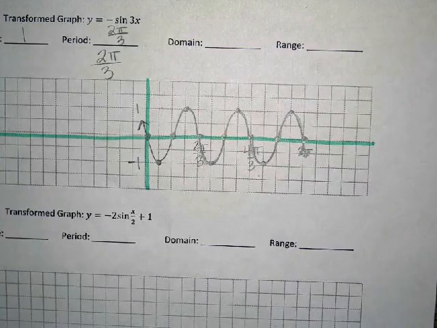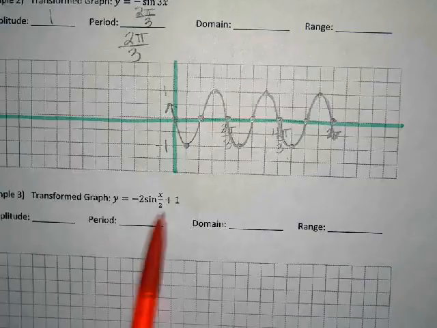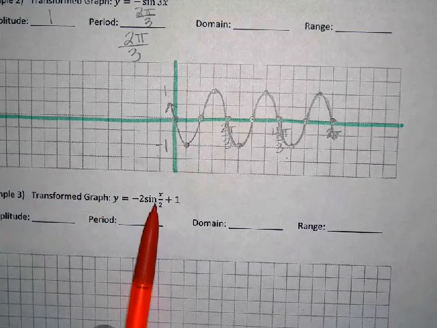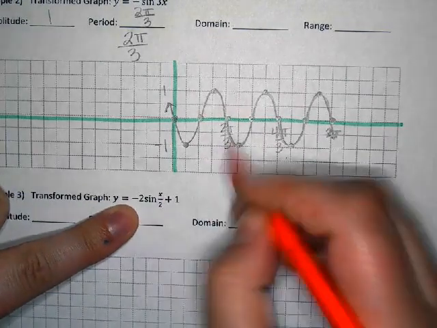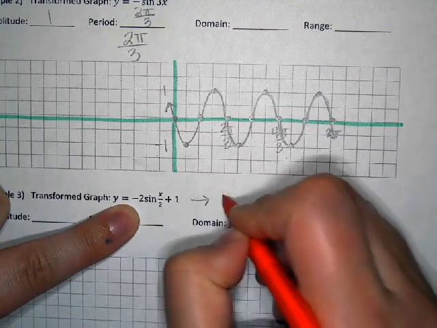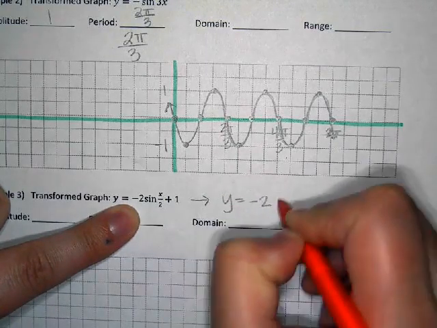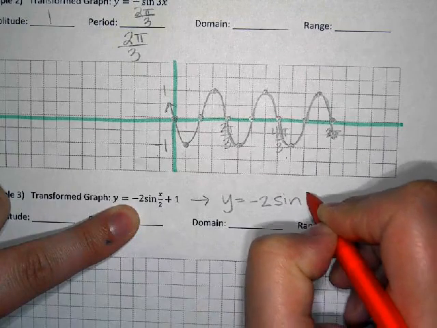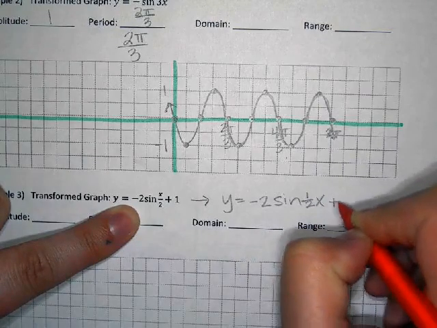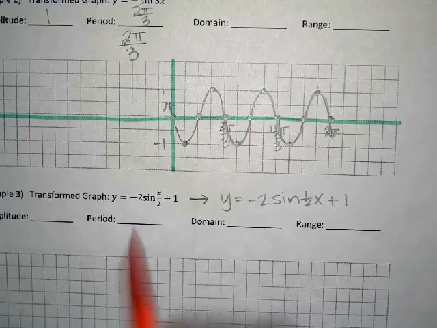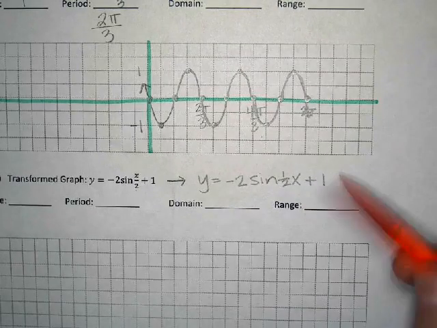Okay, for example 3, we're going to rewrite this because I want to know not what the number is underneath the x, but I want to know what the coefficient of the x is, and some students get confused when it's written this way. So this is the exact same thing as y equals -2 times sine of 1/2 x with a +1 on the end. So x divided by 2 is the same thing as taking 1/2 of x. So that x has a coefficient of 1/2.